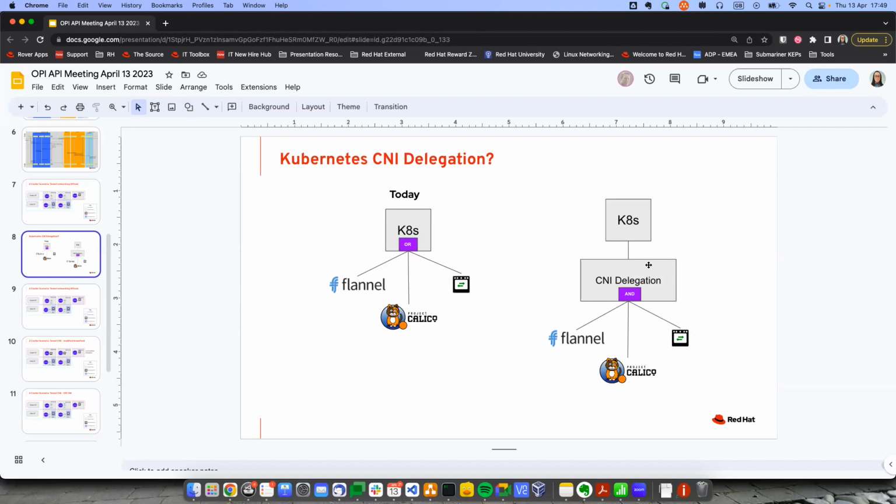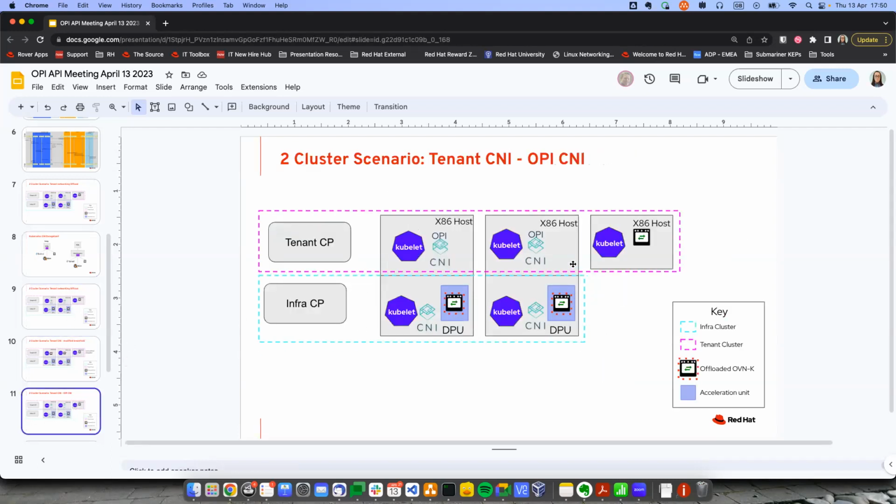And I guess this is what we were talking about when I was trying to introduce CNI delegation, which is that we can go from an OR model, where CNIs do different things, to an AND model where CNIs could do the same thing. That would enable us to run something like OVN-K on our x86 hosts, and then an OPI CNI separately on the x86 hosts that are DPU enabled.